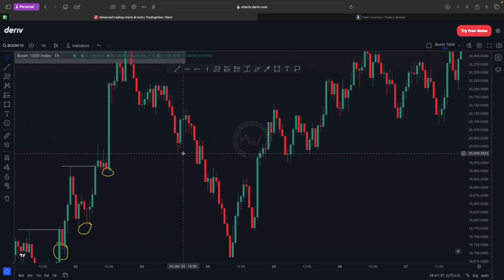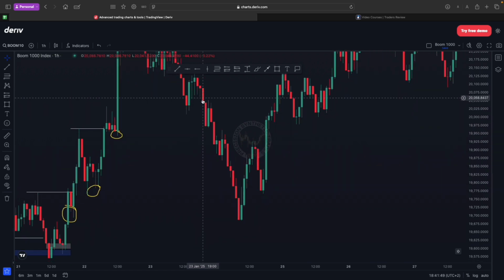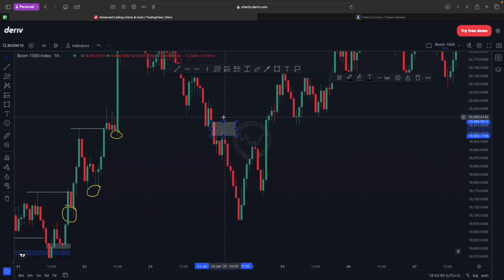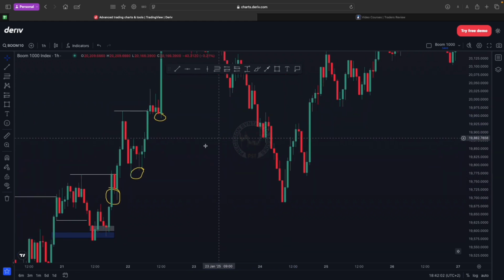Price came down, it took this liquidity, entered our order block. Is there an inversion fair value gap? Yes. Did price break through it? No, so it's an invalid trade. Price came all the way down, took this liquidity, now this low here, exact same thing, created a fair value gap. Does price break through it? No. This liquidity has been created. Let's see here.